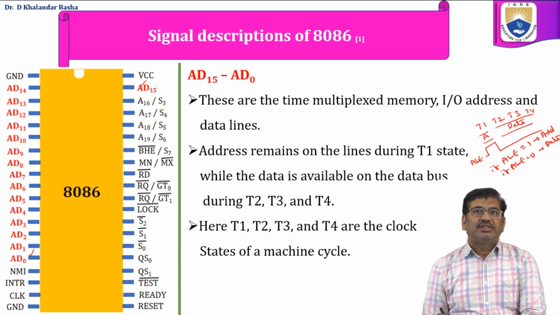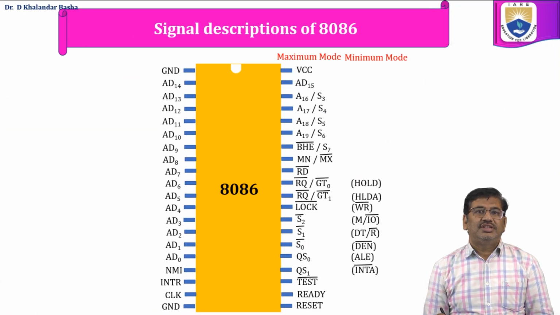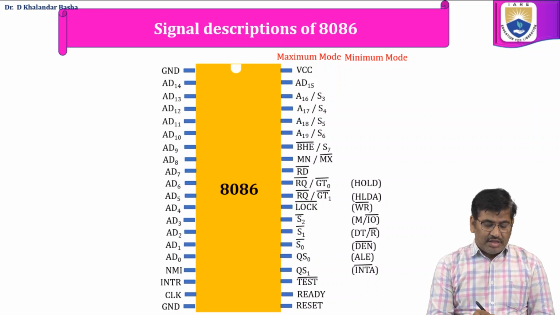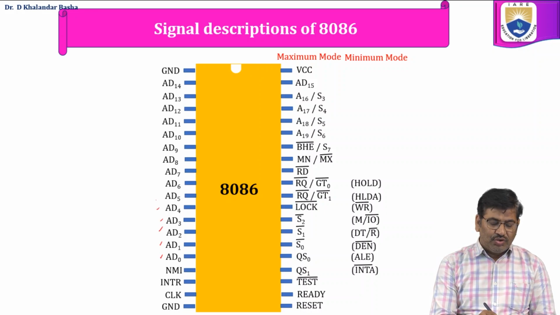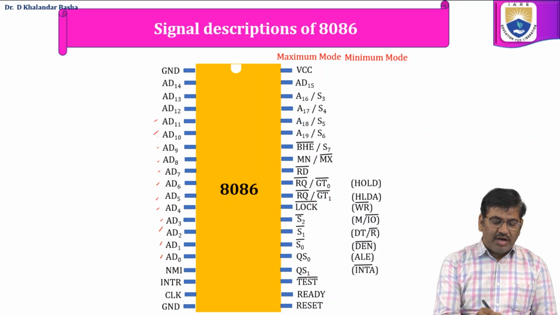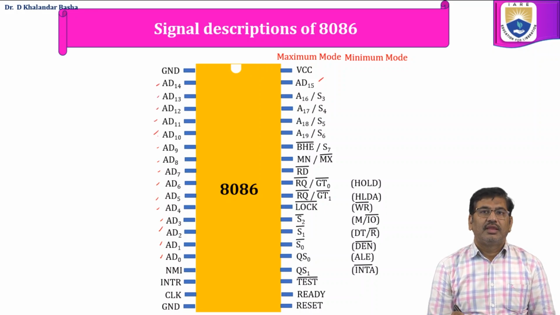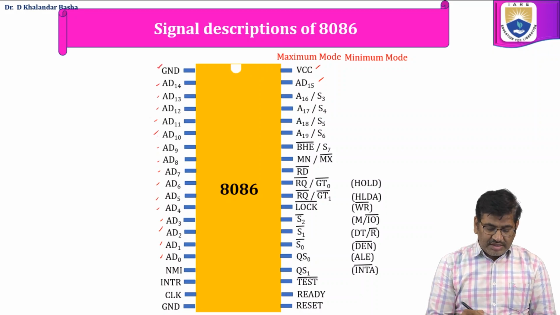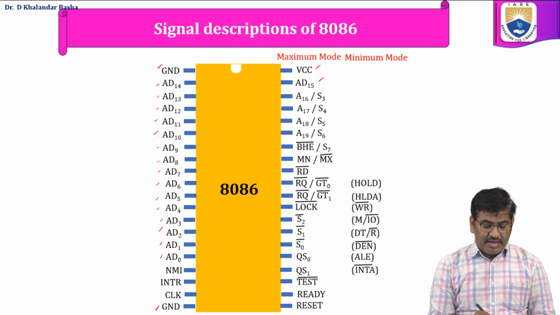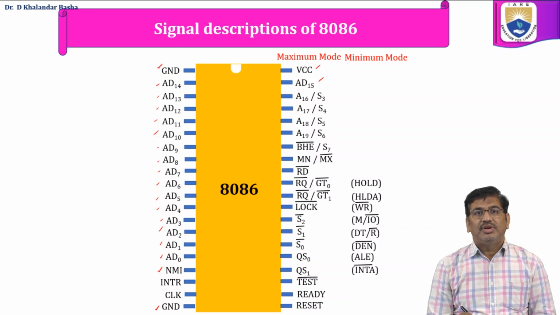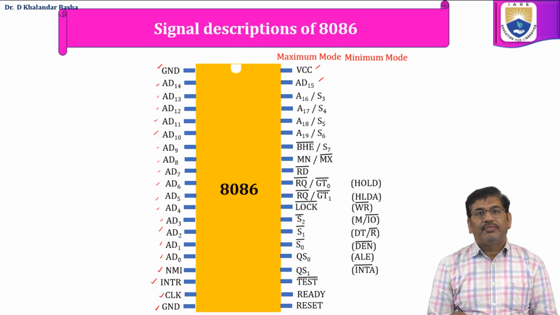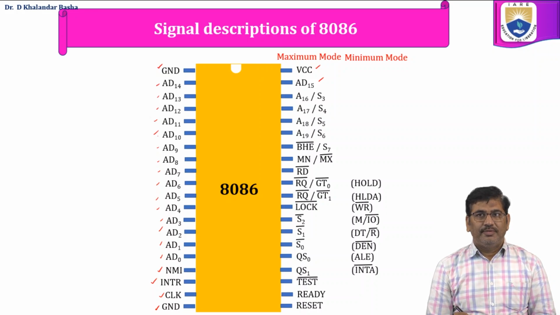So in this class we have discussed the various pins of the 8086 processor, which is a 40 pin chip. First we discussed address and data lines, AD0 to AD15, which carry address as well as data information. VCC and ground are power supply signals. NMI is non-maskable interrupt. INTR is an interrupt request to the processor. The clock decides the processor speed.